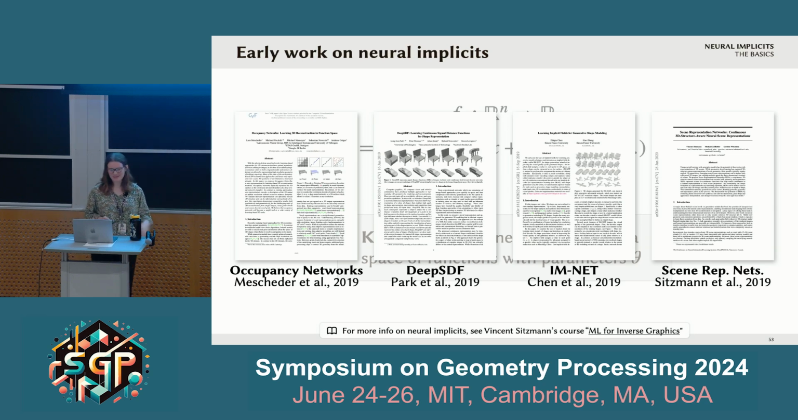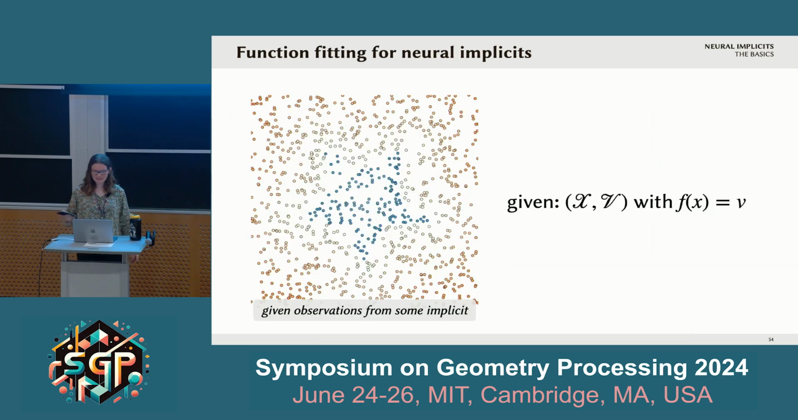And I don't have time to go into detail about them, but you should check them out if you're interested. Now let's look at a very basic problem we can solve with neural implicits. We want to overfit a neural network to represent a specific, single implicit function.